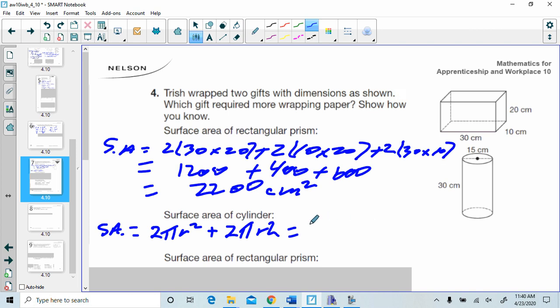Okay, so we'll just go 2 pi. Again, we use the pi button. Radius is going to be half of 15, so that's going to be 7.5. So just divide by 2 to get the radius. So 7.5, keeping in mind we're squaring it. Then add 2 pi rh. So again, 2 pi, radius of 7.5, times the height, in this case, of 30. Okay, and then we'll just crunch those numbers and see what we get.